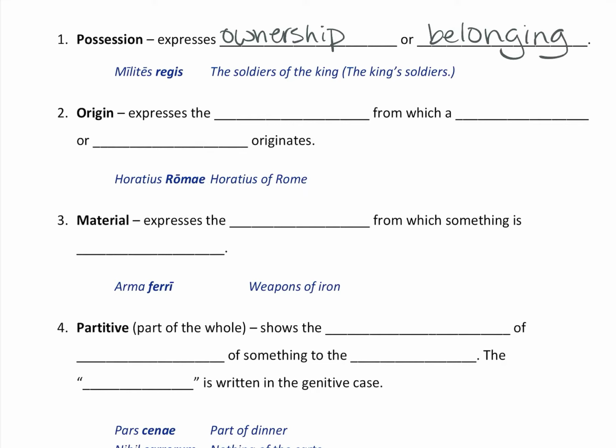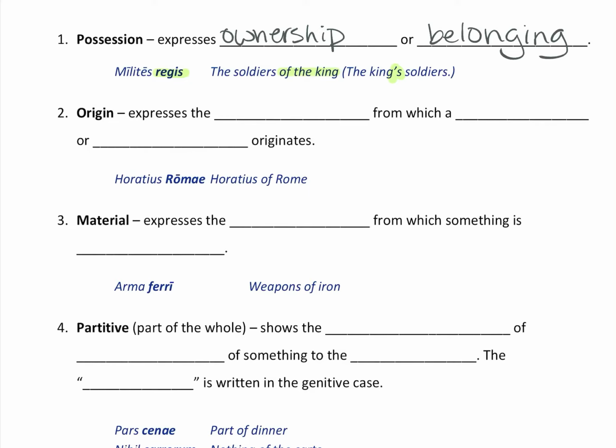Now, if I said milites regis, the soldiers, here's the genitive here, the soldiers of the king, that's the genitive. We could also say the king's soldiers, there's your apostrophe S, but for now, please use of or of the. Right, pretty easy, you're used to this all the time. You've actually already seen it in your homework and in some of your translations.